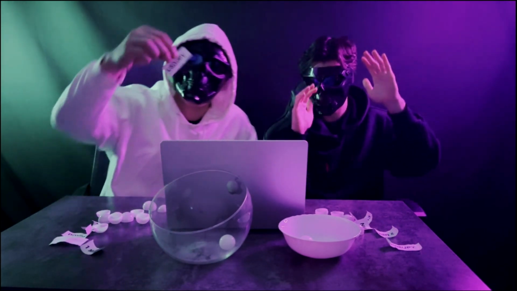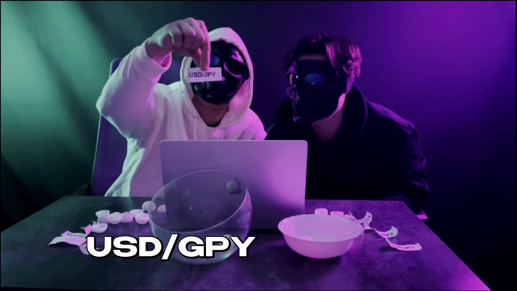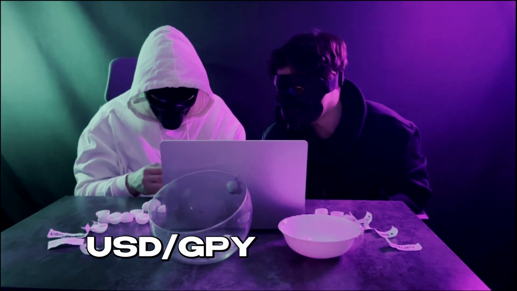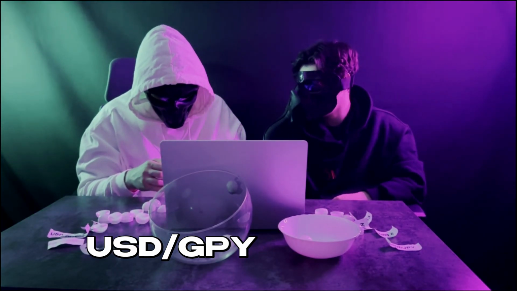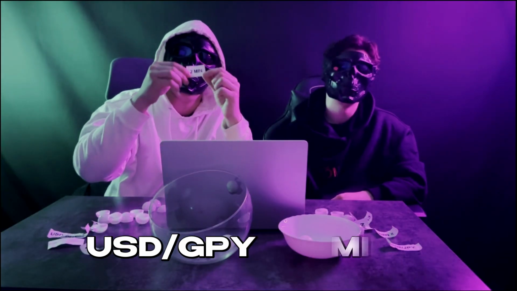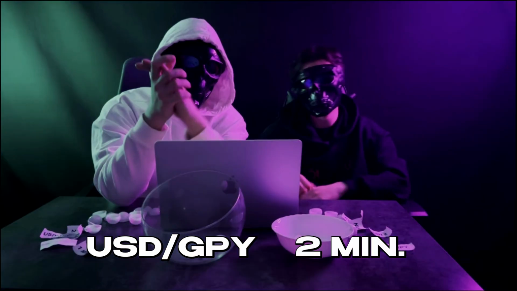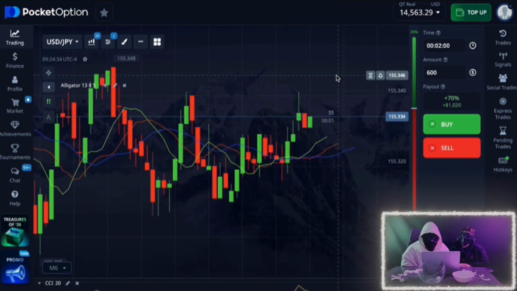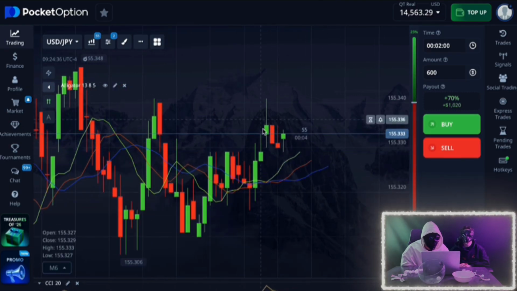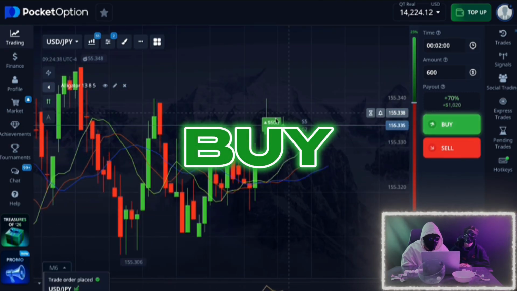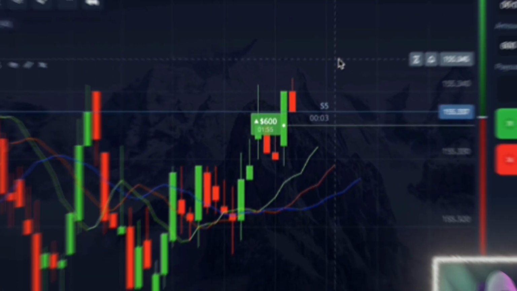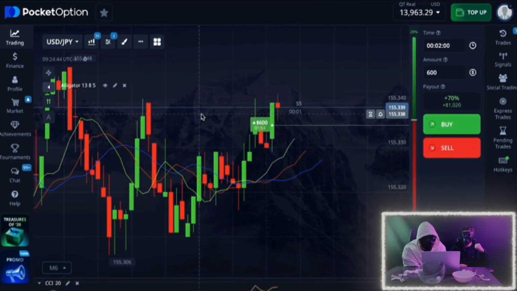So I got the currency pair, which is currently USD JPY, and the trade time will be two minutes. So I've already chosen my currency pair and let's get started with trading. First, we analyze the market and see that there's currently an upward trend, so I suggest we go along with it. Guys, and right away we get an upward candle. Great, that's definitely good news for us.